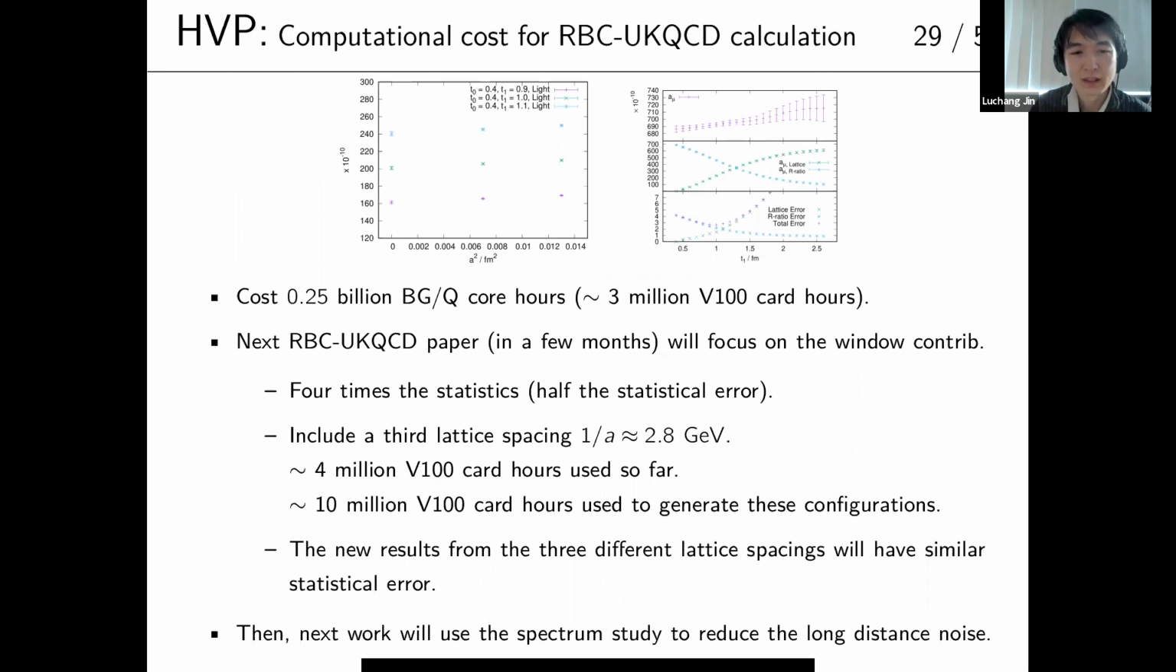Summary. This is the computational time cost for the RBC's published results, and the BMW's calculation presumably costs much more computer time for their most recent results. The next RBC UKQCD result will have 4 times more statistics than the previous ones, and also include a third lattice spacing. So hopefully the next publication will focus on the window and tell us something about the tensions on the window.